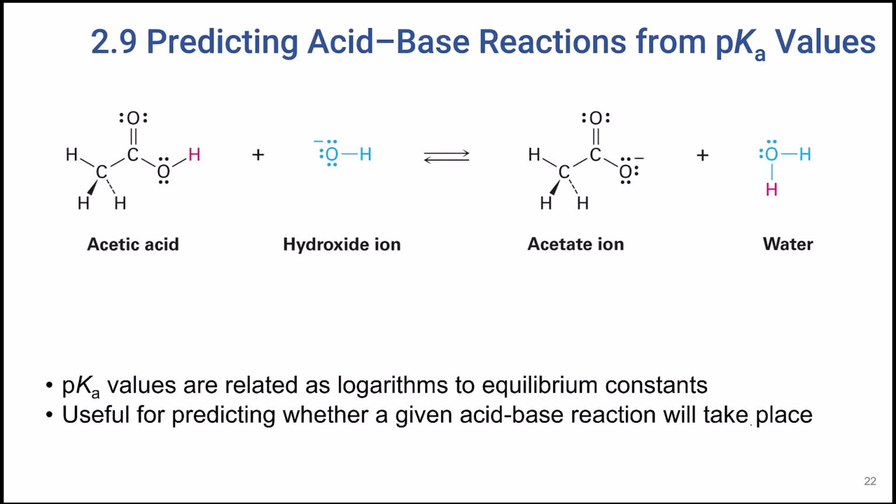So the pKa values are related to logarithms and equilibrium constants. So we can use this to predict whether a reaction is going to happen. We're going to compare acids. And equilibrium will favor the one with the higher pKa.